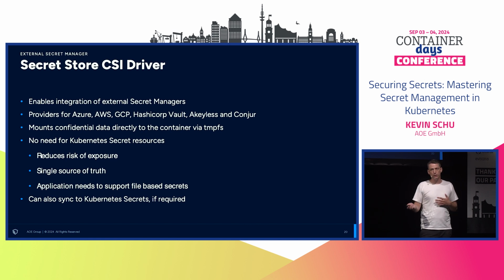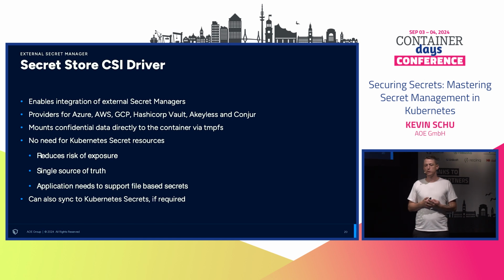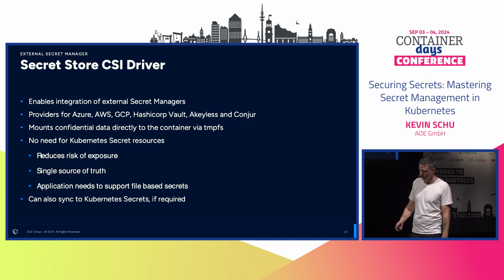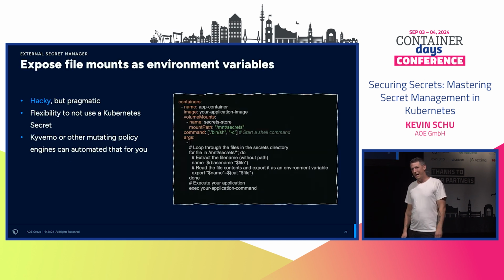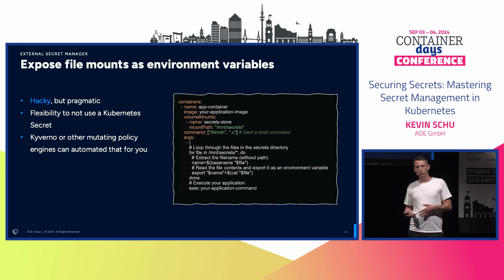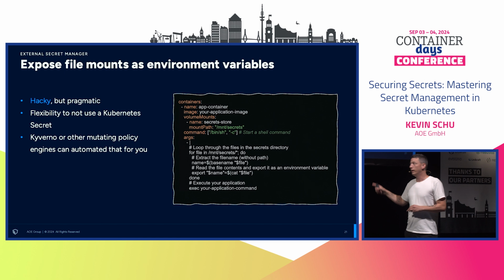I mean, you can use the secret store CSI driver to actually sync Kubernetes secrets if required, but then again, you have the issue of all those downsides of Kubernetes secrets. So there is a hack which you can actually use to still use external CSI driver, load the environment variables, and not use a Kubernetes secret for that. It's very hacky, but it's a pragmatic way.